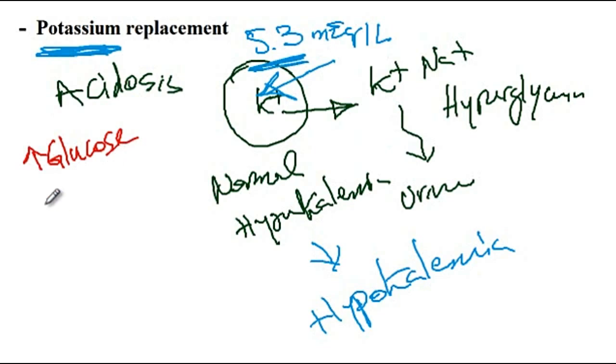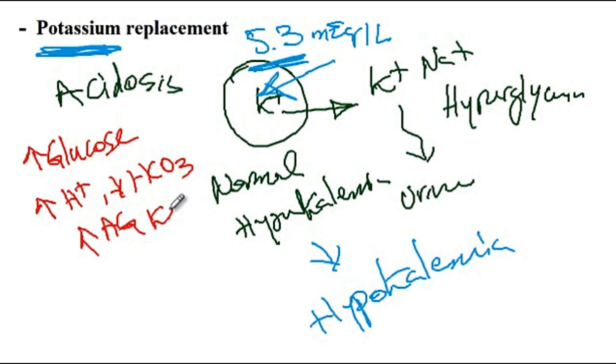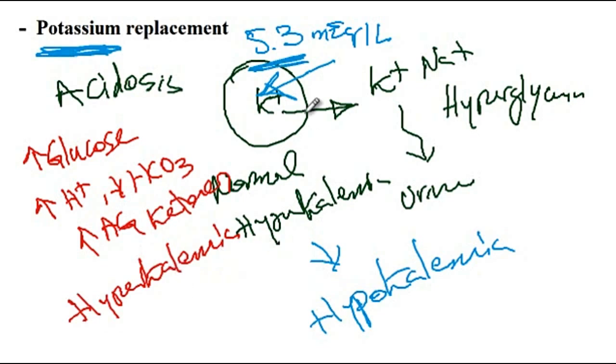So again, just to summarize, these patients will have elevated glucose in the serum, so they would be hyperglycemic. There would be elevated H+ and low HCO3, so there would be metabolic acidosis with elevated anion gap due to the ketones that are present, and there may be hyperkalemia or normal potassium. But once you provide these patients with insulin, it causes shifting of the potassium into the intracellular space, and that's the time you will develop hypokalemia. And so that's why, besides the fluid replacement and insulin, you will have to provide potassium replacement as well.